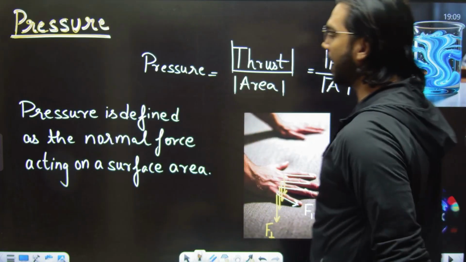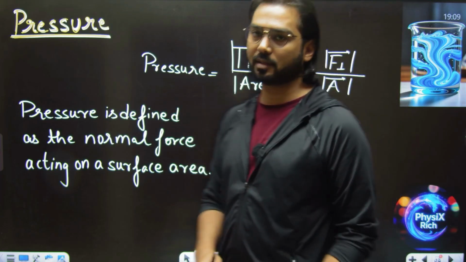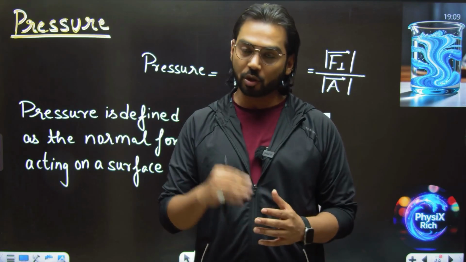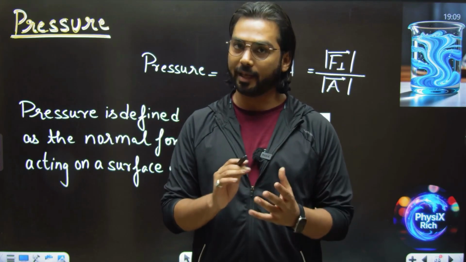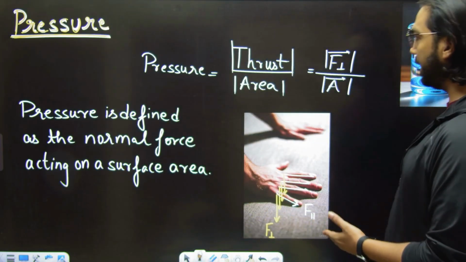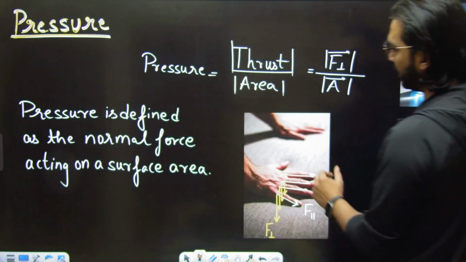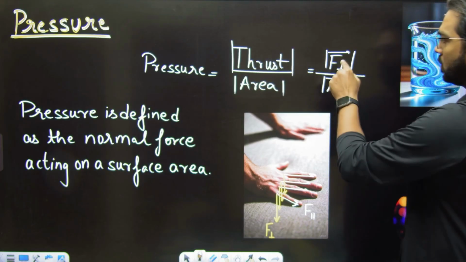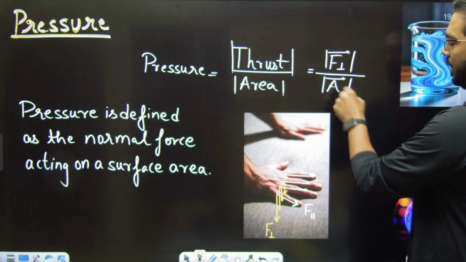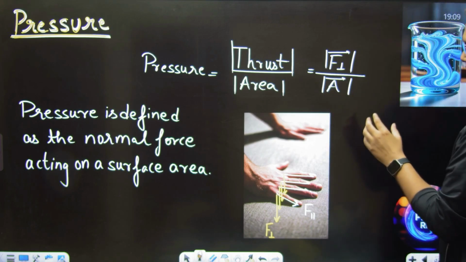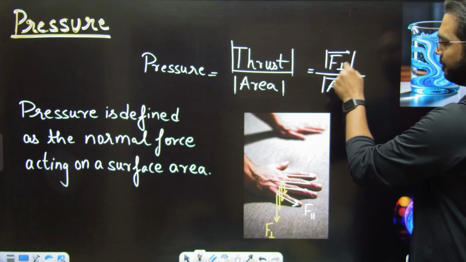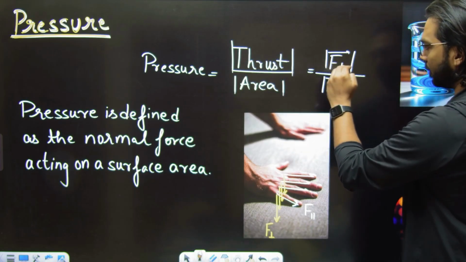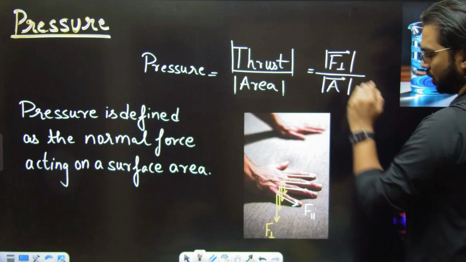Pressure is defined as the normal force acting on a surface area. Pressure is basically the distribution of normal force on a given area. Now, pressure is actually a scalar quantity and it is defined as the thrust force divided by a unit amount of area. You can also write it as F perpendicular divided by area. If you notice over here, I have taken the magnitude of this F perpendicular vector. F perpendicular is the thrust force. It's the component of the force which is perpendicular to the area.